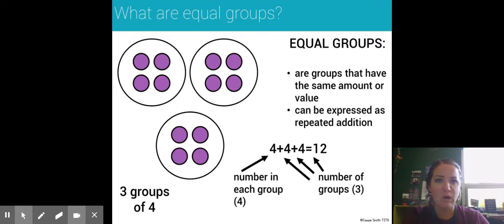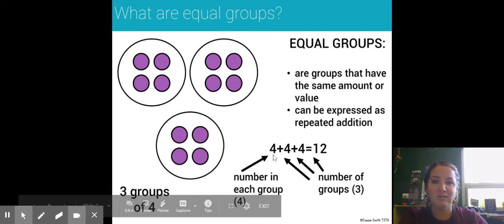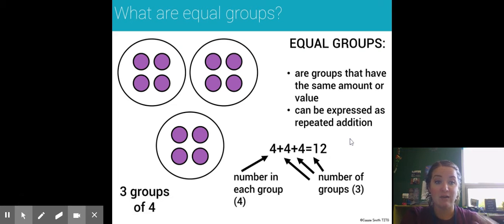Let's review. What are equal groups? Remember that equal groups are groups that have the same amount or value and can be expressed as repeated addition. Here we have 1, 2, 3 groups of 4. The repeated addition sentence would be 4 plus 4 plus 4 equals 12. The multiplication equation would be 3 groups of 4 equals 12.